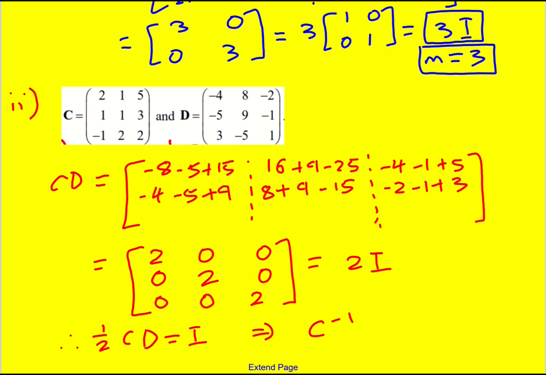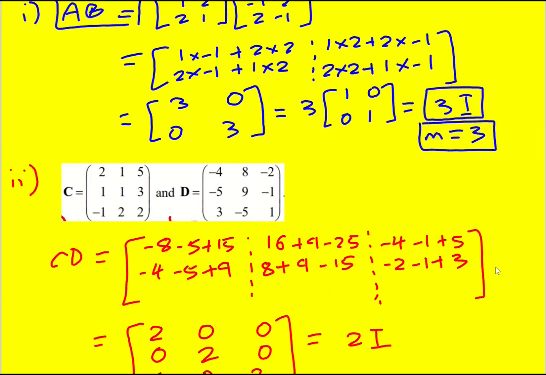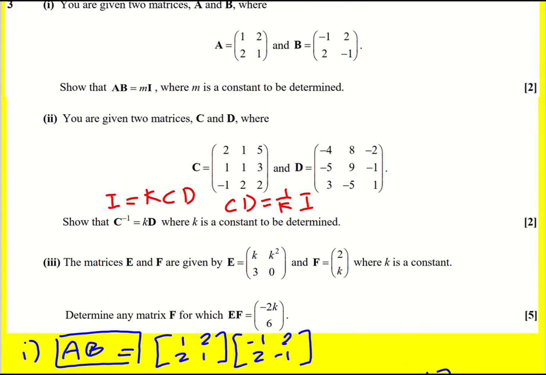of both by the inverse, I'm going to get on the right-hand side the inverse times I, which is just the inverse, and then that will equal a half D as required. And then I can say that K is equal to a half. Right, it's important to be able to do that multiplication, so I'm glad we did it that way.